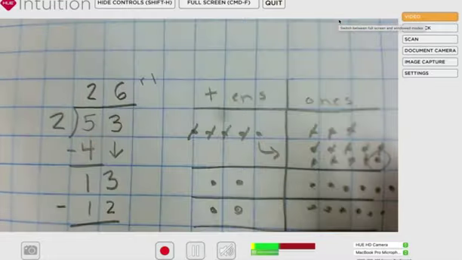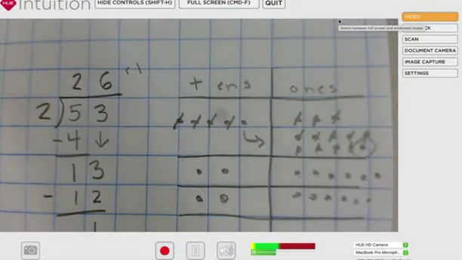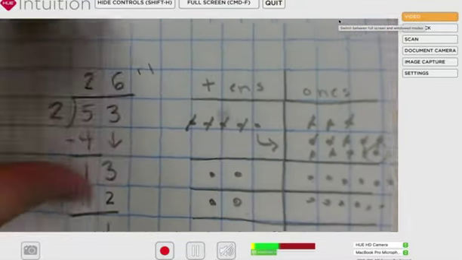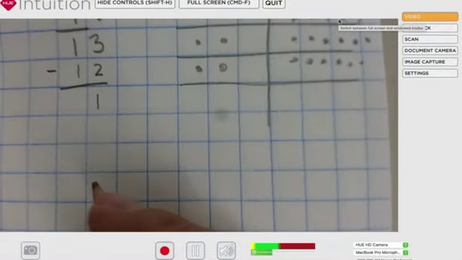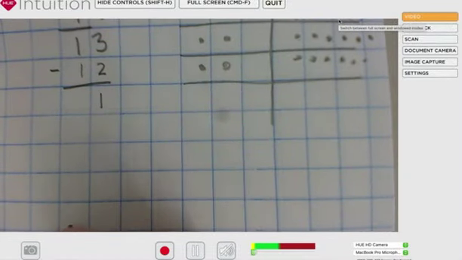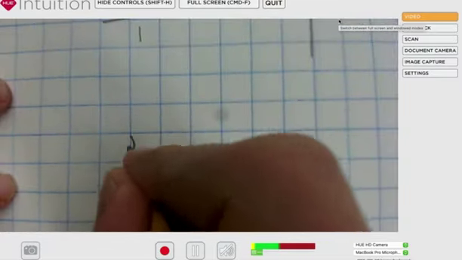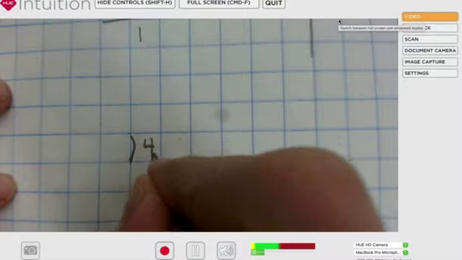Now, this is this method, and if you like this method, you prefer it, go for it. If you want something else, let's do one without that. And again, whichever you prefer. Let's try further down the paper. Let's try 49 divided by 3.